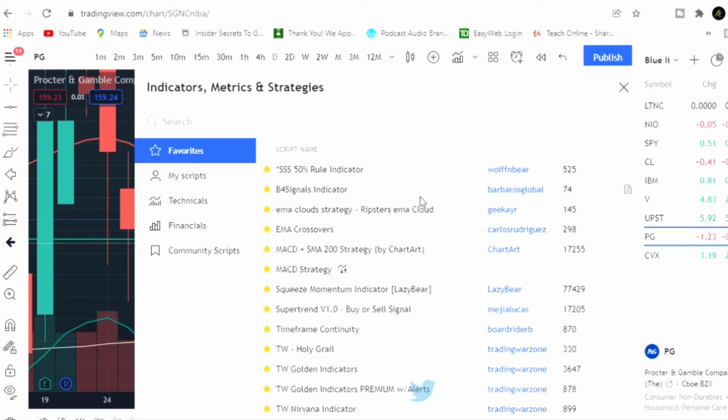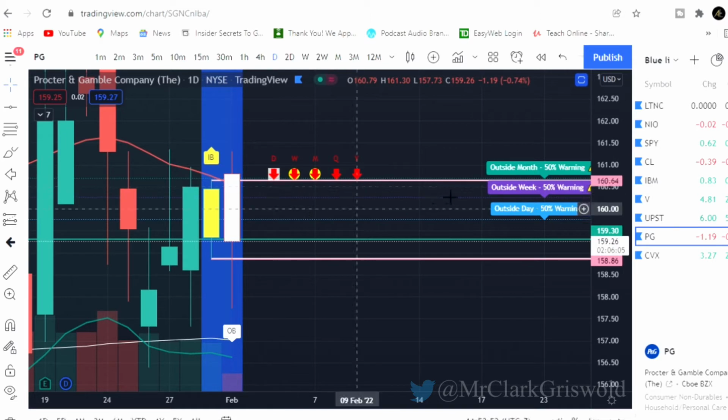Until you get used to seeing that we are crossing that 50% threshold, you can use this. The other one that you can use is Time Frame Continuity by Board Rider B. What that does is show you your daily, your weekly, your monthly, your quarterly, and your yearly, and which way it is trending on each one of those.